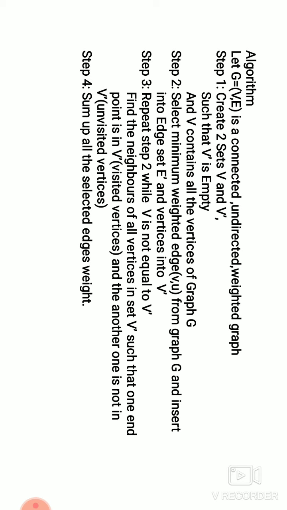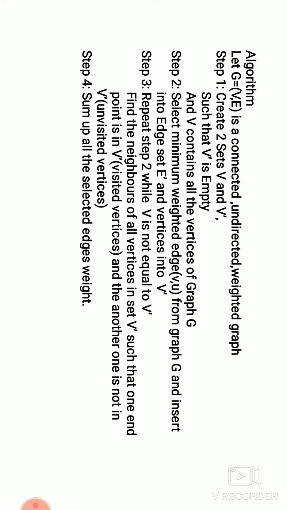Find the neighbors of all the vertices in set V dash such that one endpoint is in V dash and the other one is not in V dash. That is, one vertex is visited and the other vertex is unvisited. This means that we have to find the minimum edge in the graph which has one of its endpoints in V dash and the other endpoint outside V dash. That is, one is already visited, the other vertex is unvisited.